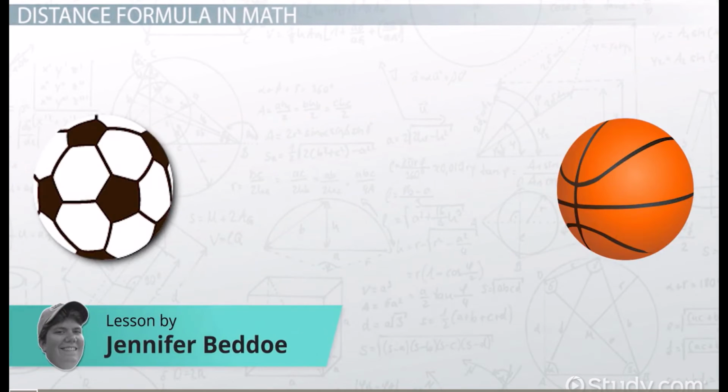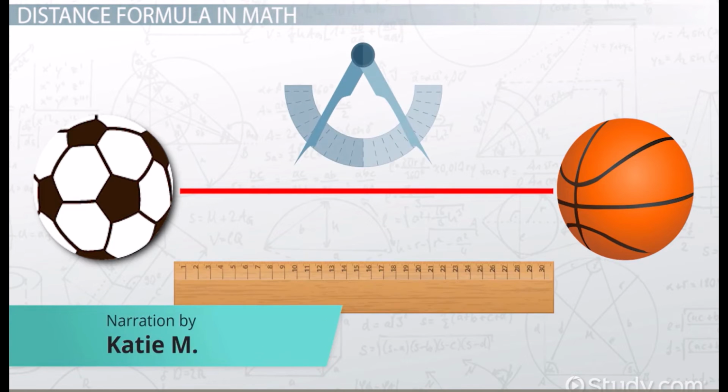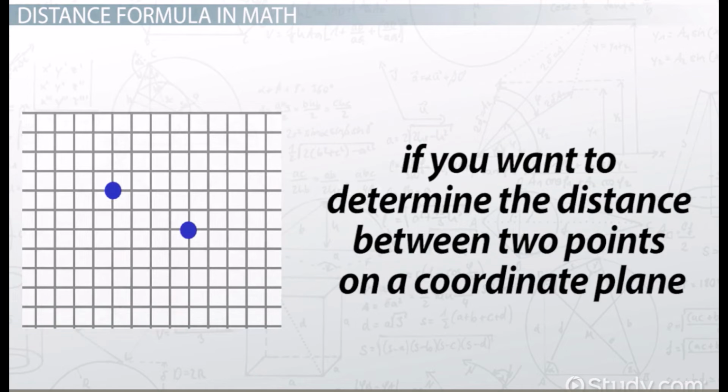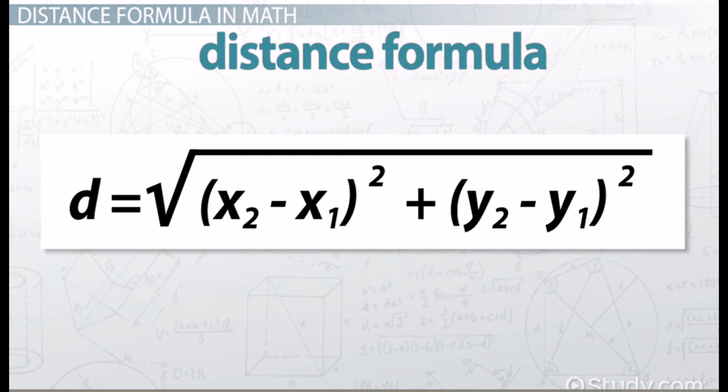There are many different ways to determine the distance between two objects. In addition, there are just as many tools that you can use. Mathematically, if you want to determine the distance between 2 points on a coordinate plane, you use the distance formula. D equals the square root of (x2 minus x1) squared plus (y2 minus y1) squared.